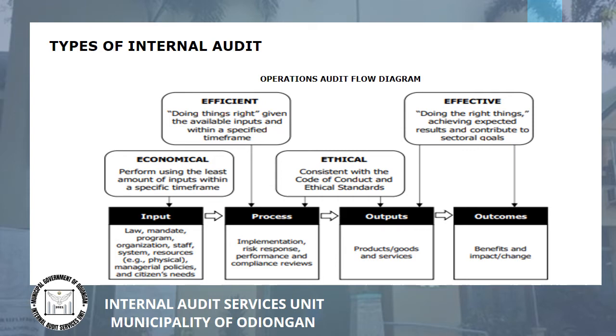The output is reviewed and assessed if it is effective, doing the right things, wherein the output is achieving the desired outcome or the benefits and impact or change. The outcome is the desired state of input and has to be assessed whether it is effective and reaches its full potential or met the minimum targets.